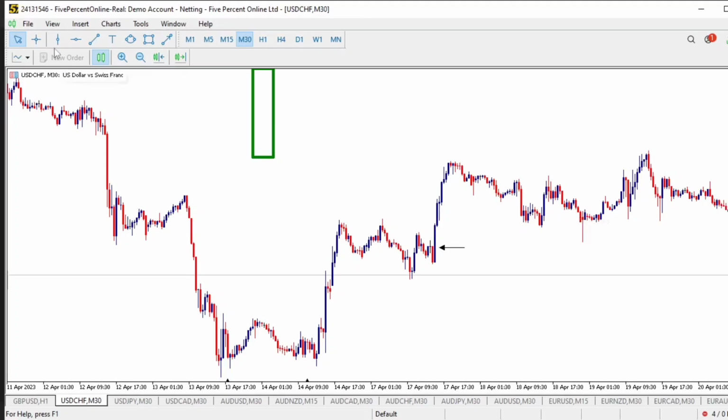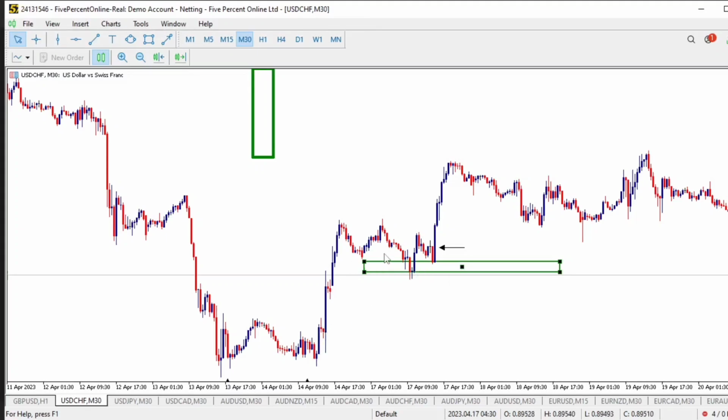And as you can see, it formed on what? On a support level. It formed on a support zone. Like I told us, only buy on a support level. If this candlestick forms at a resistance level, ignore it. Ignore it.